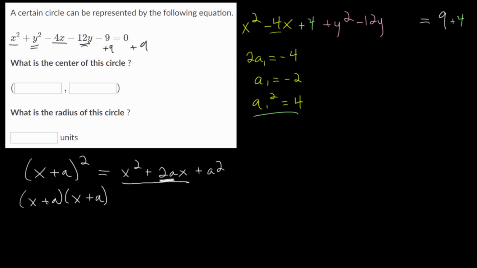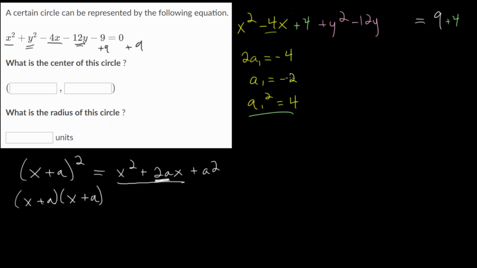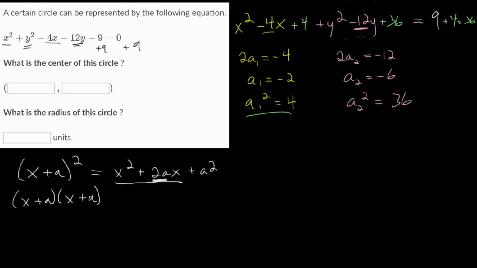Now we have to do the same thing with our y terms. And I'll call the coefficient on y, we can say that's twice a sub 2, just to differentiate between these. So this will be equal to negative 12, and a sub 2 then is negative 6, which means the number we have to add, we're going to square this a sub 2. Negative 6 times negative 6 is positive 36. So if we add 36 to each side of this equation, then we can transform this quadratic expression with y into some perfect square. So let's actually do that now.